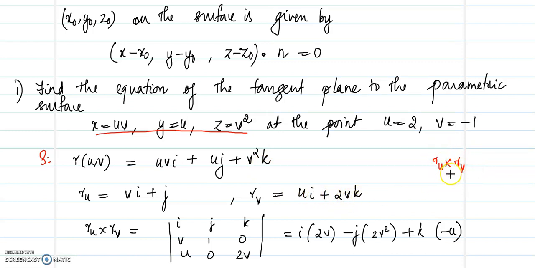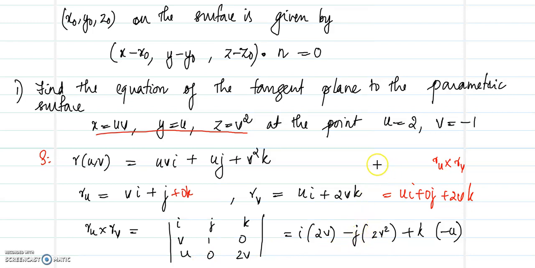Now let us find the cross product r_u cross r_v. That is the determinant of i, j, k; then the components v, 1 and 0; and in the last row, u, 0 and 2v. Now let us take the cross product. You will get i times (2v minus 0), minus j times (2v square minus 0), plus k times (0 minus u). So this is going to be r_u cross r_v.